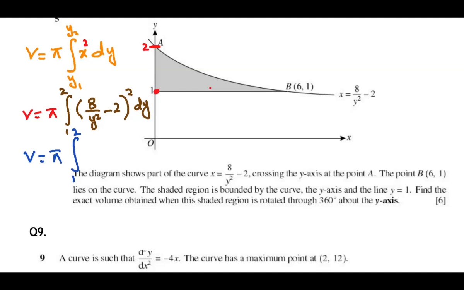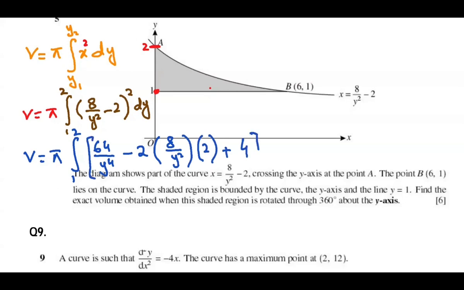So apply the a minus b whole square identity: a square minus 2ab plus b square. So a square means 64 by y4, minus 2ab means minus 2 times a which is 8 over y square, times b which is 2, plus b square means 2 square which is 4. So in simplified form we got V is equal to pi, limits 1 to 2. How to integrate 64 by y4, Sat?